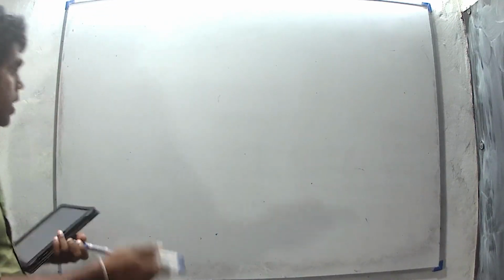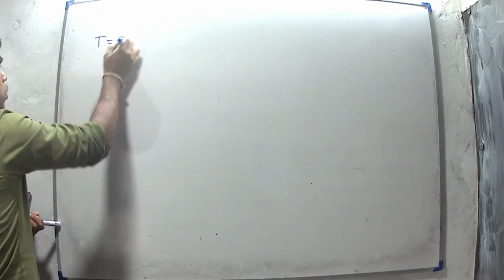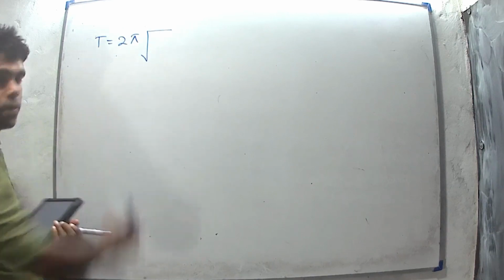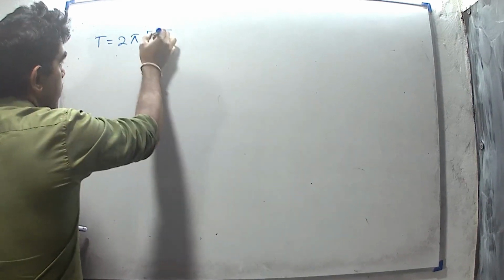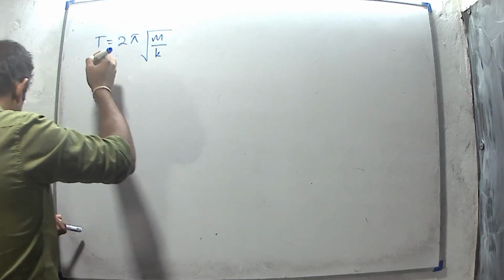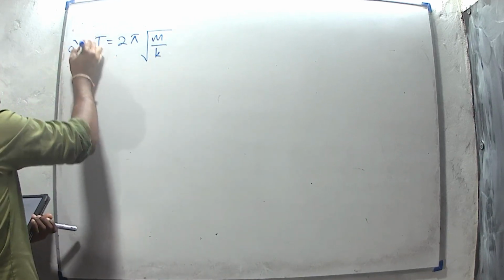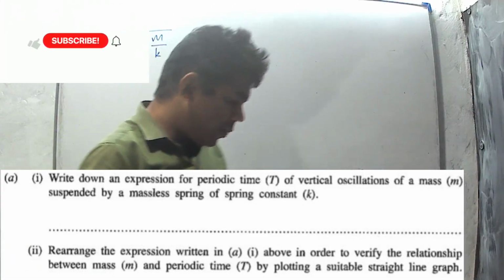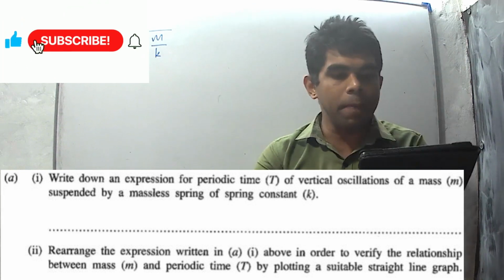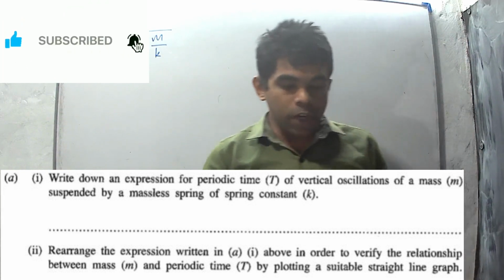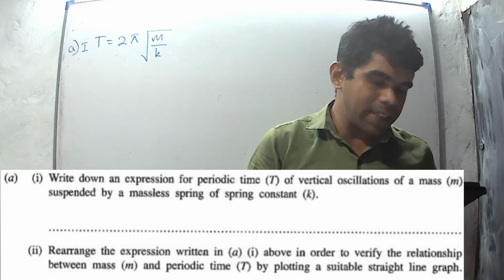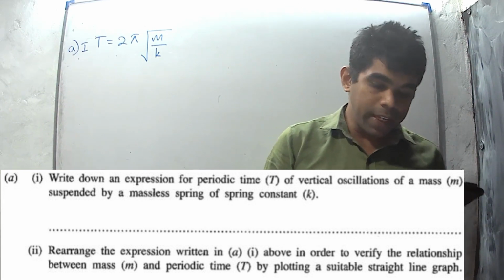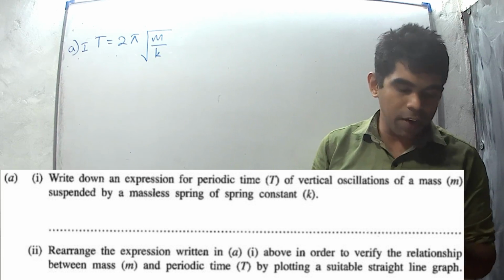We have to use the equation. We can write directly the period is 2π root m over k. We have studied this in the theory notes. Then part 2, rearrange the expression in A part 1 above in order to verify the relationship between mass m and periodic time T by plotting a suitable straight line graph.